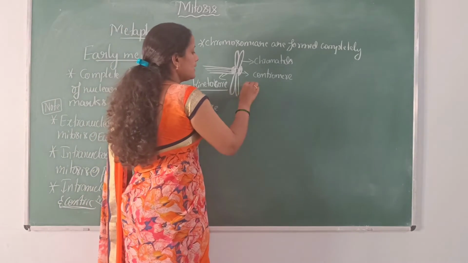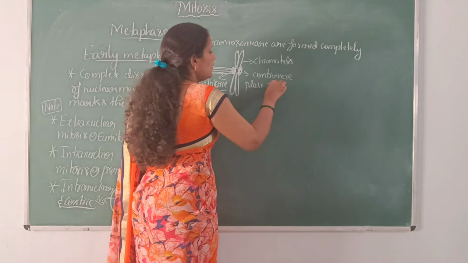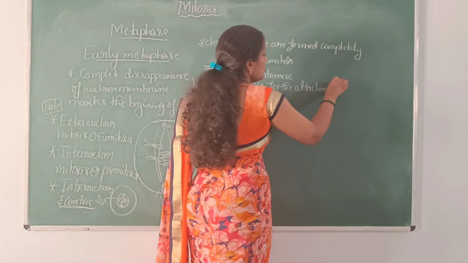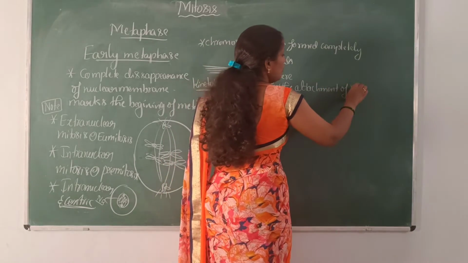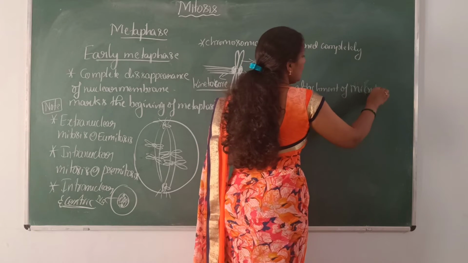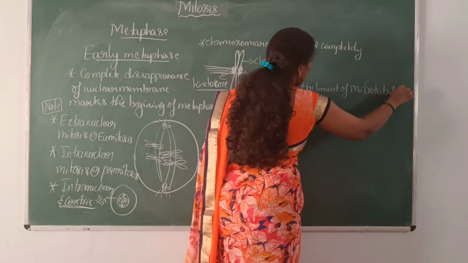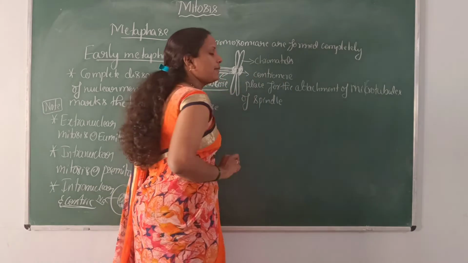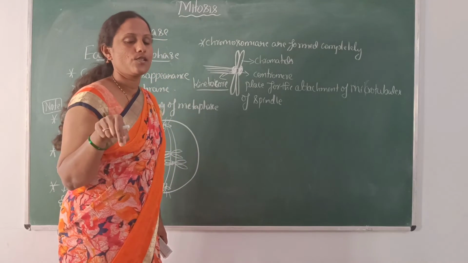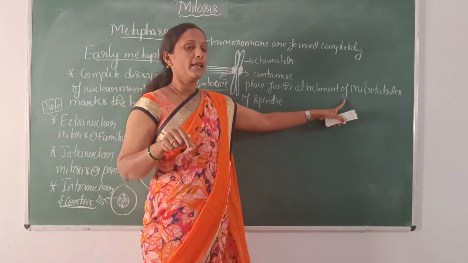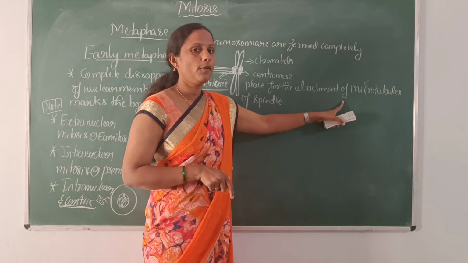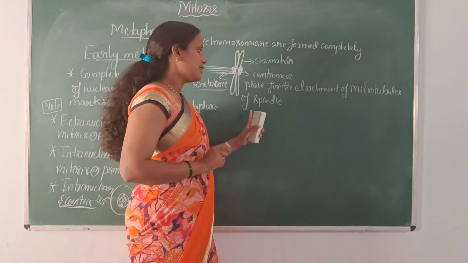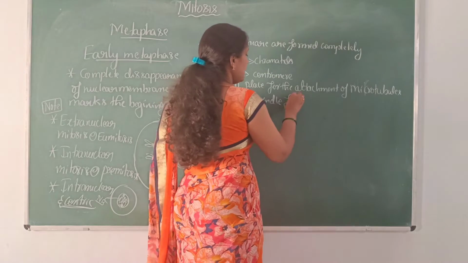Kinetochores are the place for the attachment of microtubules of spindle fibers, which means spindle fibers are made up of fiber-like or thread-like structures called microtubules. And microtubules are in turn made up of the protein called tubulin. So here many microtubules are present in one spindle fiber, that you should understand.